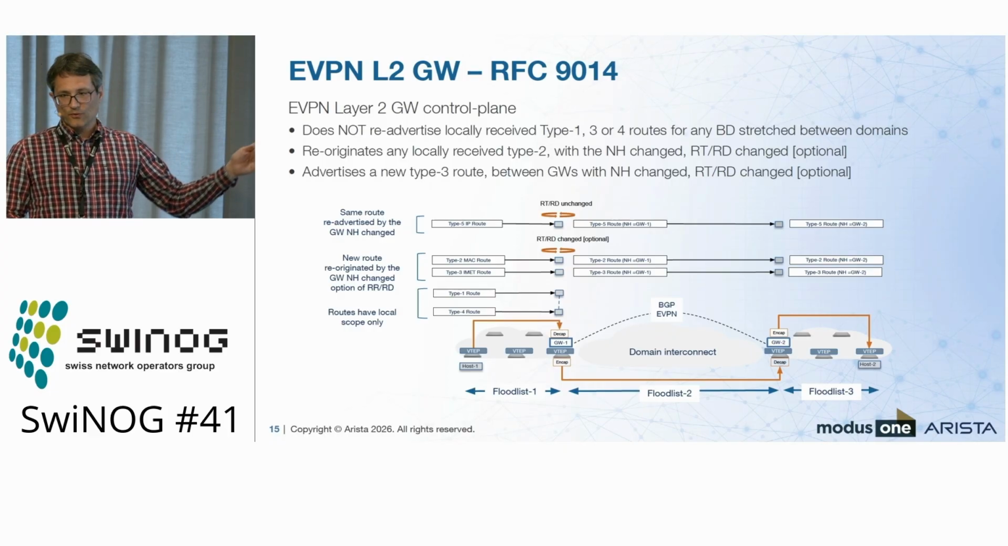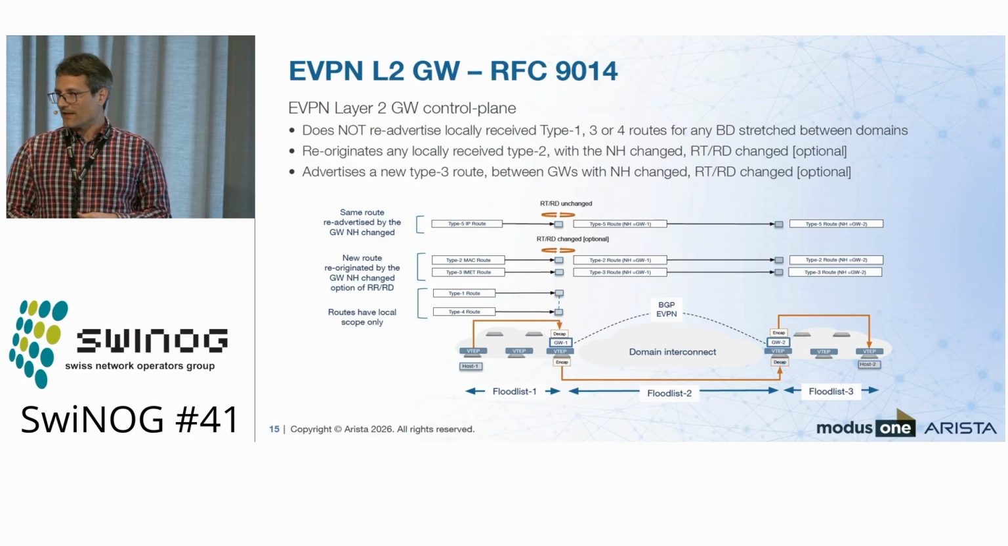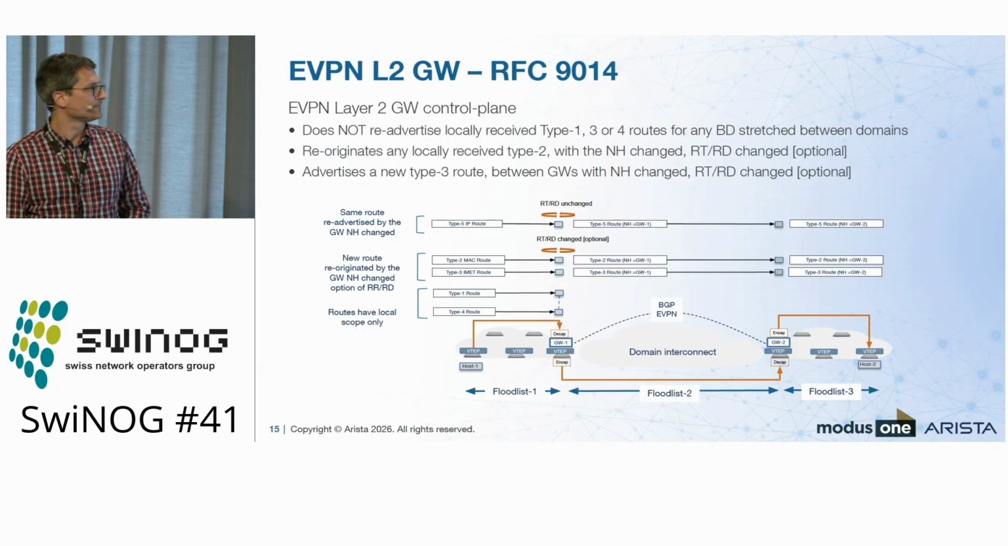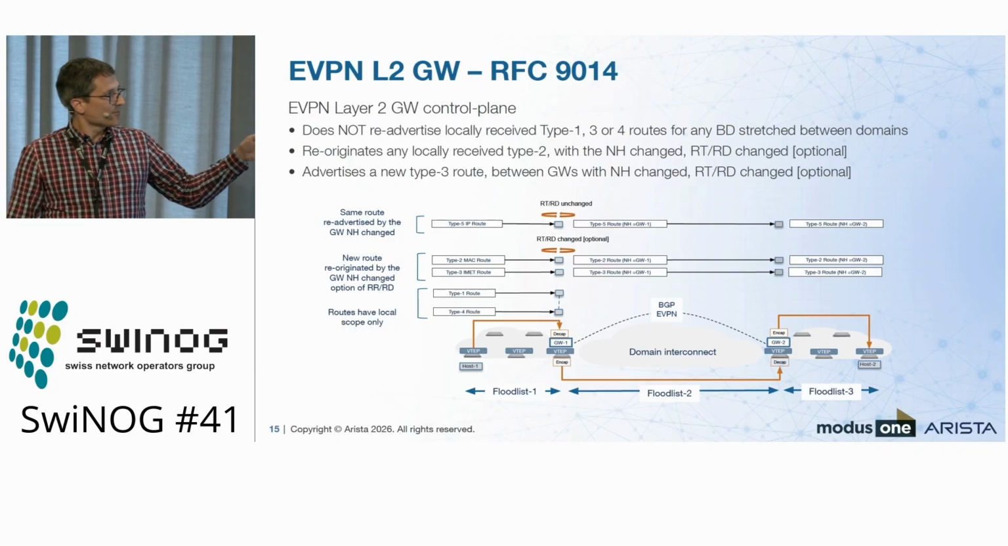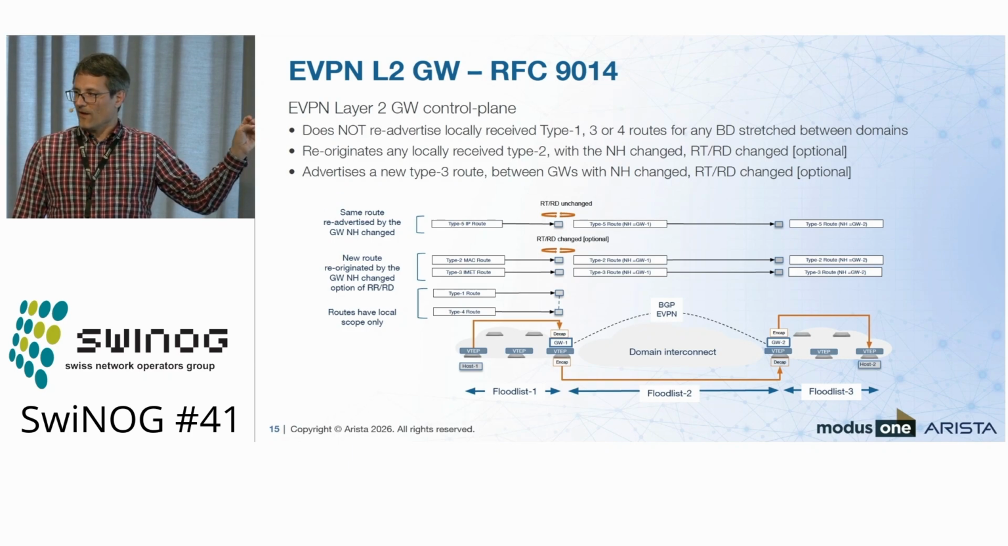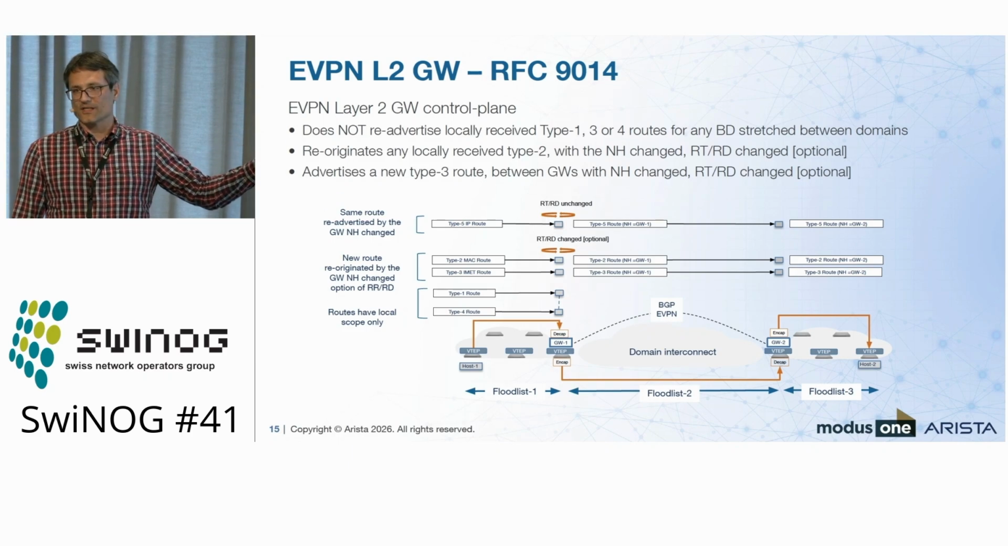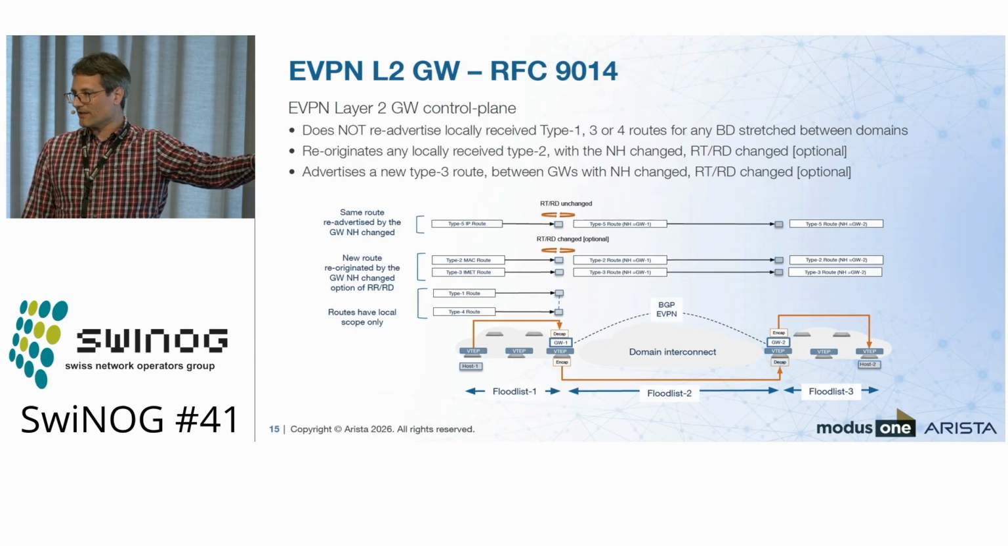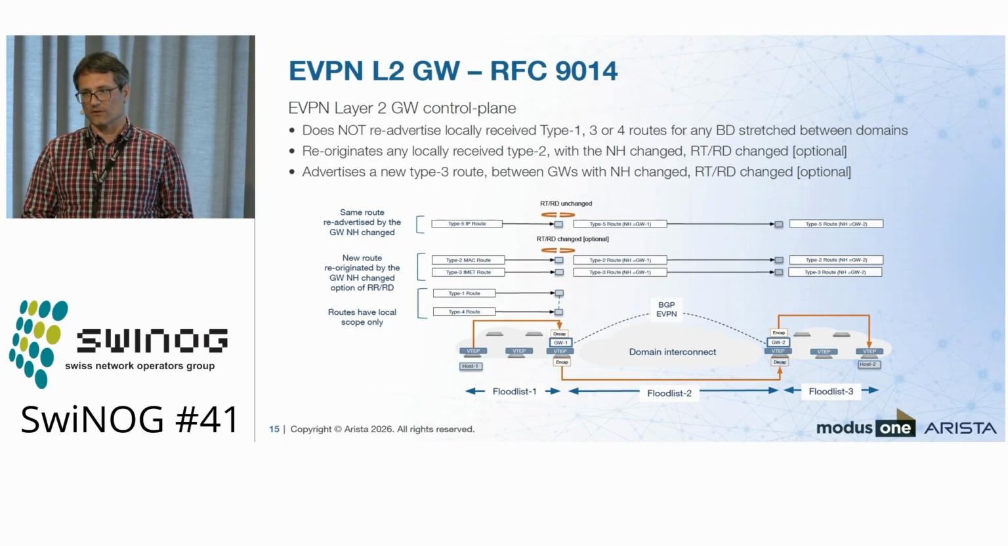The type 2 with the MAC addresses that we advertise are re-originated, but again with the next hop of the gateway. And the type 3 routes are also re-originated, but just using the VTAP address of gateway 1. With this, we also achieve that we can reduce the number of route messages that actually land in the other data center, and with that, we also help the protocol to scale better.